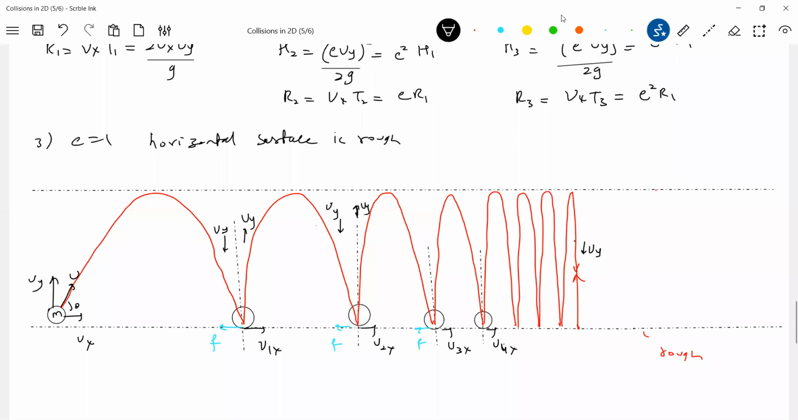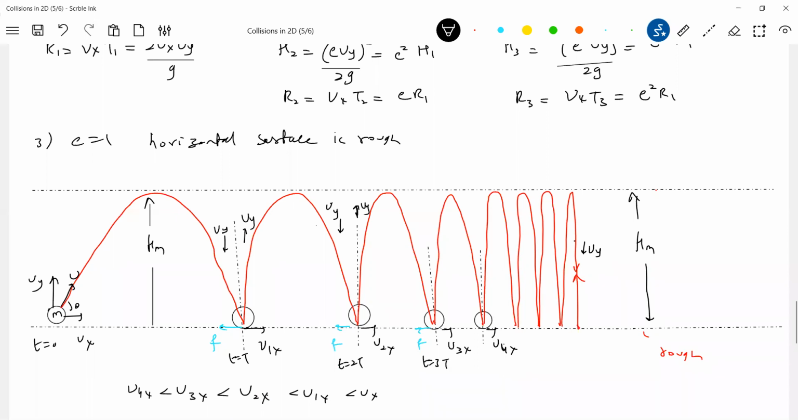So what is the equation now? u4x less than u3x less than u2x less than u1x less than ux. The y component of velocity remains the same. So the maximum height ascended will remain the same. Should the time of flight decrease or remain the same? The time of flight is the same. T equal to t, 2t, 3t, because time of flight depends on the vertical component.